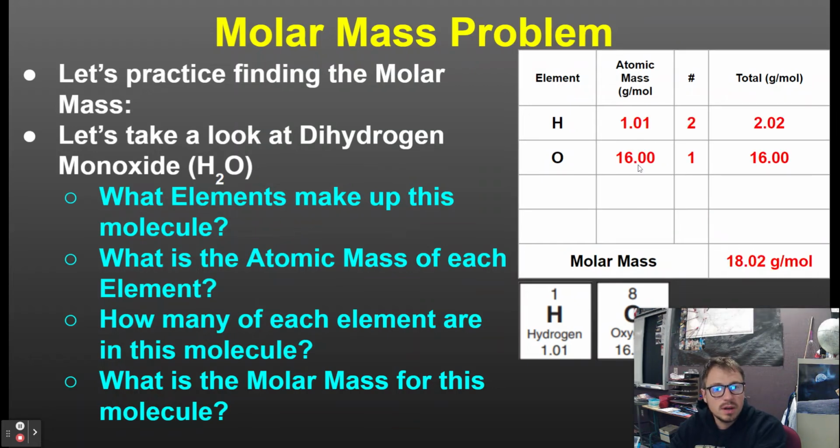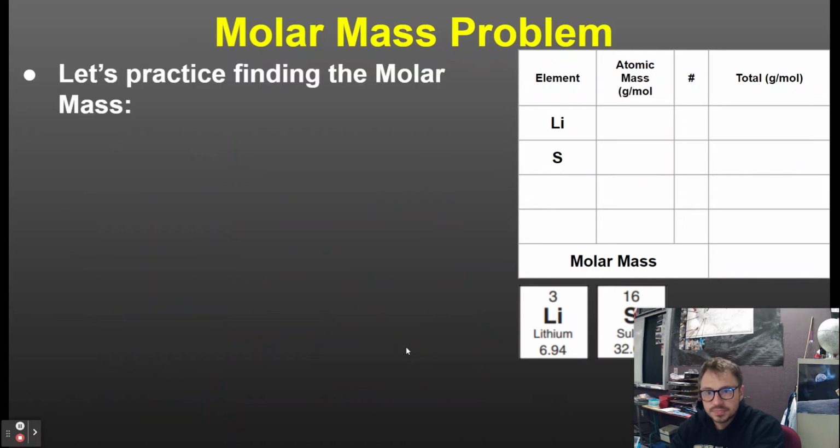Hydrogen is 1.01, oxygen is 16.00. I've got 2 hydrogens, so I multiply the atomic mass of hydrogen by 2, and I get the total element mass in that molecule. And then I only have 1 oxygen. I just add these two together, and I get 18.02 grams per mole.